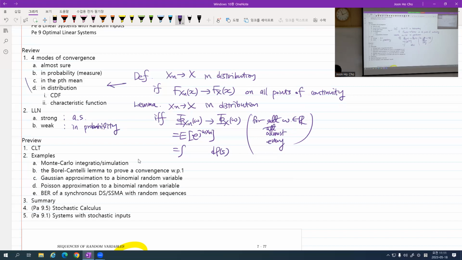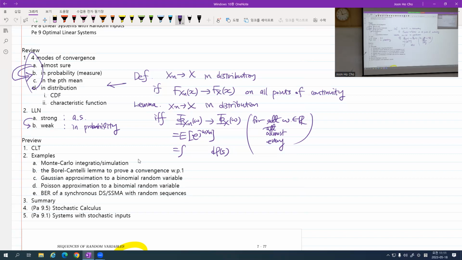And you know from the result which I didn't prove, almost sure convergence implies convergence in measure or convergence in probability. Actually, if a sequence of random variables has a strong law of large numbers, it's automatically a weak law of large numbers. Got it? But the converse is not true.